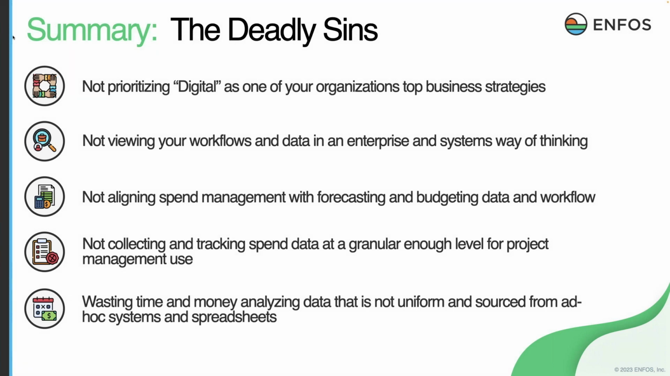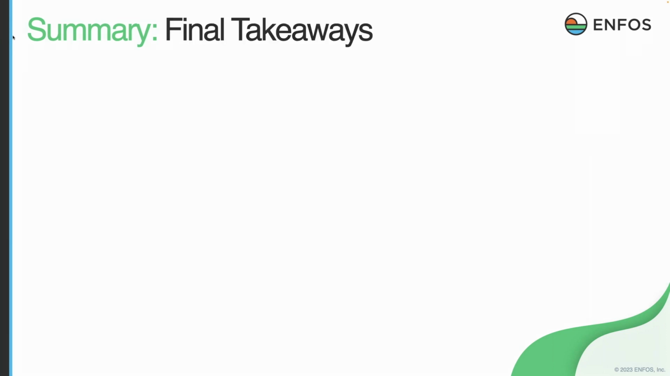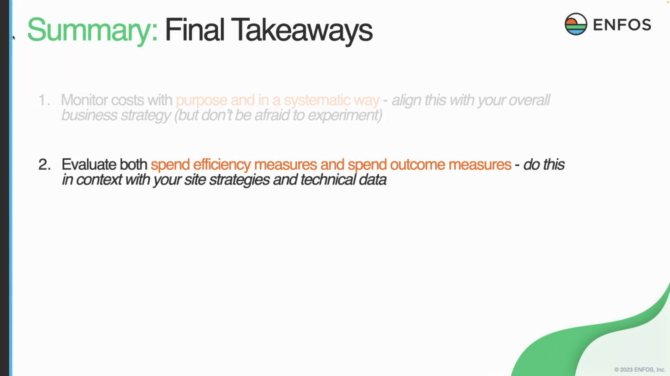So these are deadly sins that we have seen: not prioritizing digital, not viewing workflow and data in an enterprise way, not aligning spend management with forecasting and budgeting, not collecting and tracking spend data at a granular enough level, and then wasting time and money analyzing data that's not uniform and has been sourced from ad hoc systems and spreadsheets. And then finally, just your key takeaways.